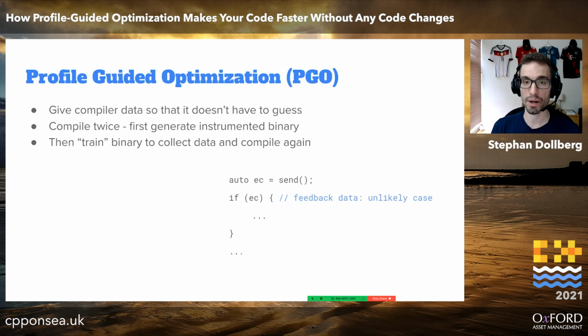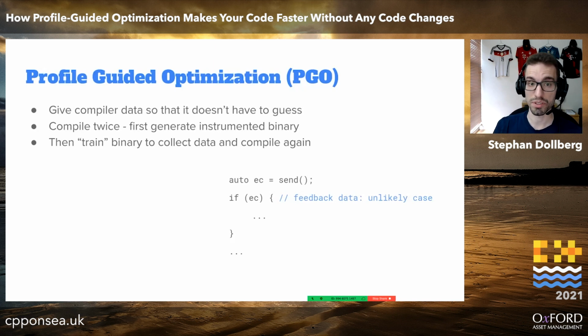You basically compile once, and during this step, the compiler doesn't give you a fully optimized binary, but it gives you an instrumented binary. You can then run this instrumented binary, and during the runtime, it tracks whether, for example, this branch is being taken a lot or not being taken a lot. And then in the end, it writes out all this instrumentation data.